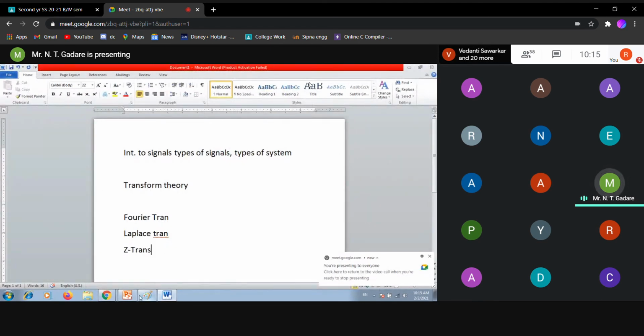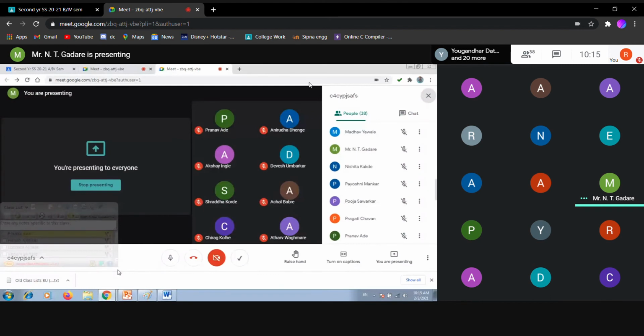Can anyone tell me why we use transforms? Let me explain. Yes, please. Sir, data transformation is the process of changing the format. Very good, appreciable, Pranav. As Pranav says, it is changing the format, which means if I want to change my signal from one domain into another, understand?